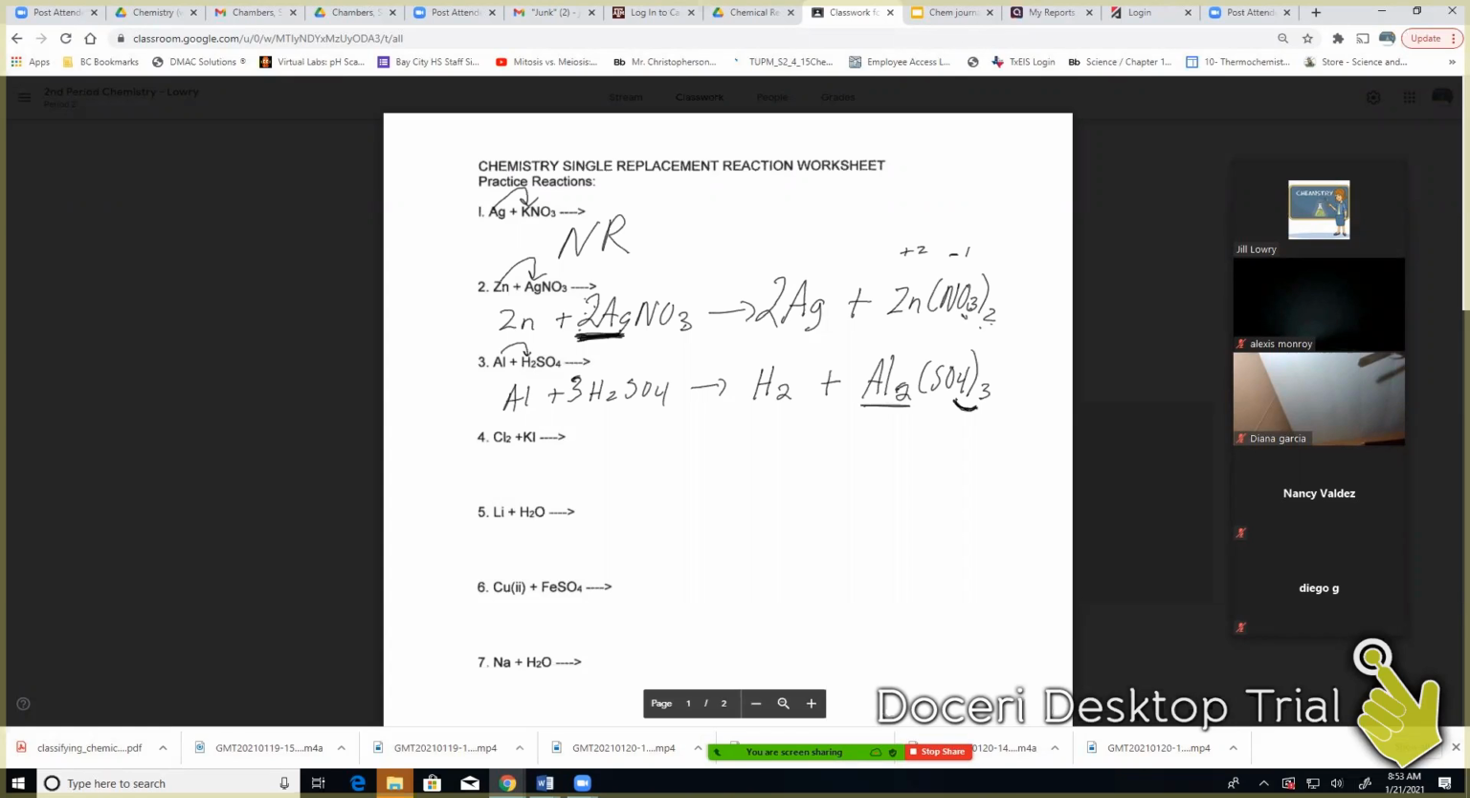On my product side, I have 2 aluminum. So what do I need to put in front of my aluminum on my reactant side? 2. And what's the last thing that you see that's not balanced? My hydrogen, right? Have to put a 3. That may have been the longest one to balance.